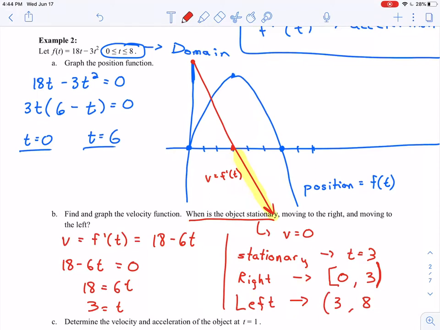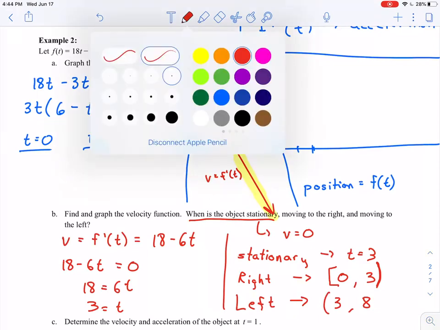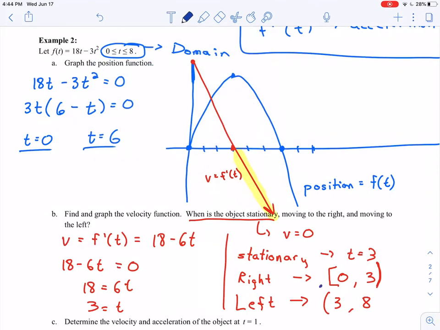But what about 8? My point for 8, if I had to guess, would be way down here somewhere. That certainly has a negative y value. So that means 8 is included in the set because I have a negative velocity at 8. The way I include that is I use a square bracket. So here is my answer. It's stationary at t equals 3. It's moving to the right on 0 to 3, 0 included. And it's moving to the left on 3 to 8, 8 included.